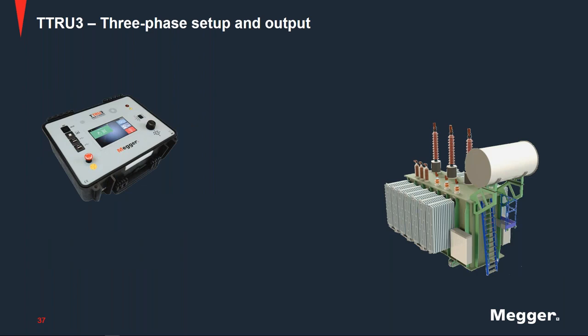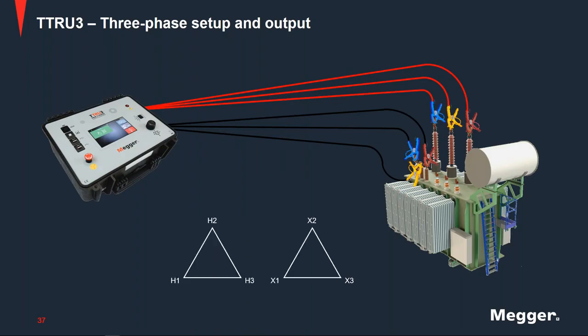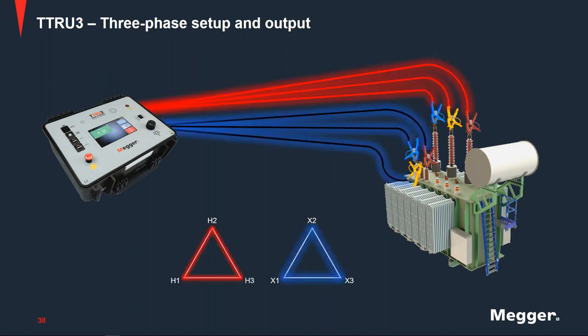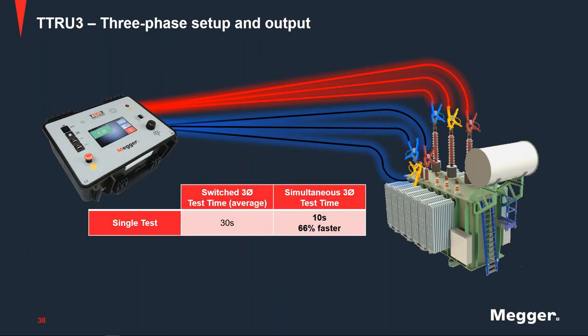So the true 3-phase, when you go to set it up, you have some high voltage leads that you connect to the primary, and you have some low voltage leads that you connect to the secondary. And as was discussed earlier, you can do single phase switch testing, which goes from phase to phase to phase, or you can do 3-phase testing, which excites all 3 phases at the same time. I mentioned earlier that simultaneous 3-phase testing is about 10 seconds, which on average is about 66% faster than switch 3-phase if you look at all the different turns ratiometers that are out there.